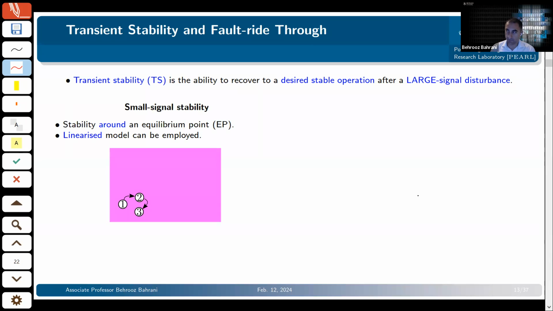It could be a fault, it could be a voltage sag, or different types of larger disturbances that can happen in the grid, like line tripping. And typically, large signal or transient stability comes before your small signal stability analysis. And the small signal stability analysis tells you whether your system can stably operate around a given operating point. So you typically have a linearized model of the system and say, okay, if I'm operating at this particular point, can I maintain my stability or not?